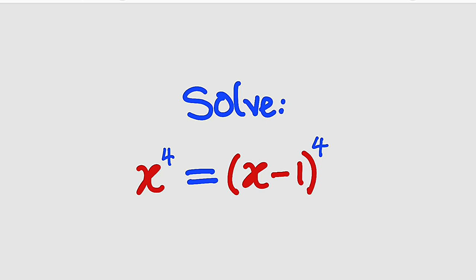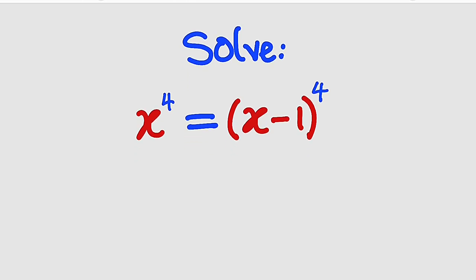We're asked to solve the equation x raised to the power of 4 equal to (x minus 1) raised to the power of 4. I'm going to apply two different ways to solve this problem. Let's start with the first one. The first one is by relating the left and the right hand sides. You can see they have equal exponent 4.